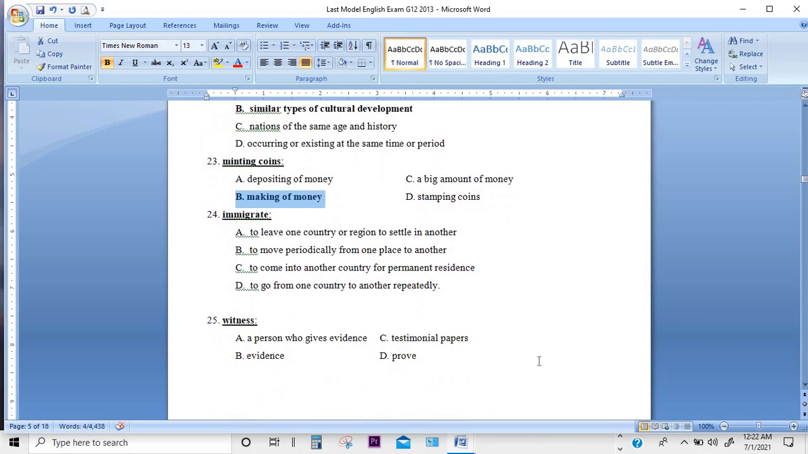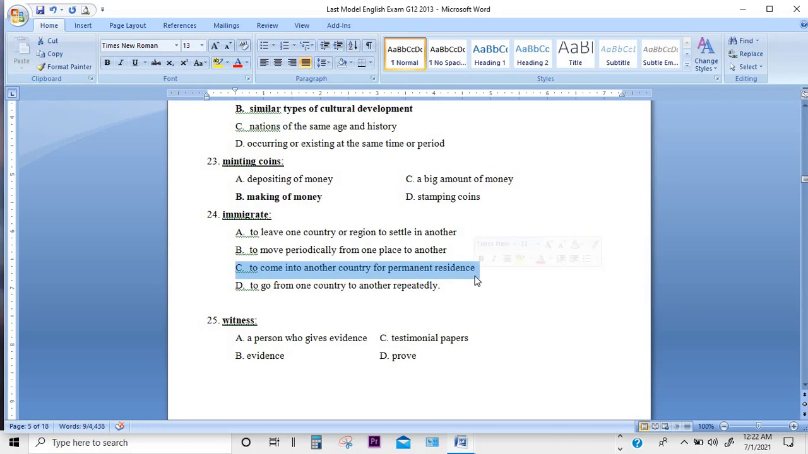The dictionary meaning, or the denotational meaning for immigrate, is both A and B. Okay, choice A and choice B: to leave one country or region to settle in another, or to move periodically from one place to another. Both these choices A and B are denotational meanings for the word immigrate, or the dictionary meaning. But according to the context, C is the answer. Okay, C is the answer.